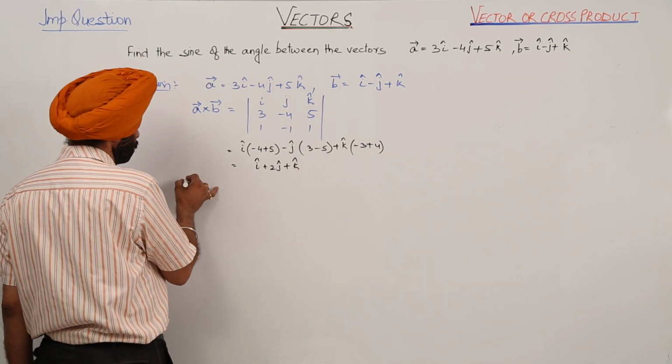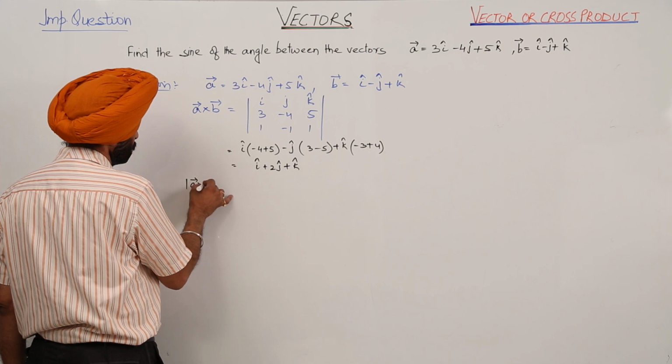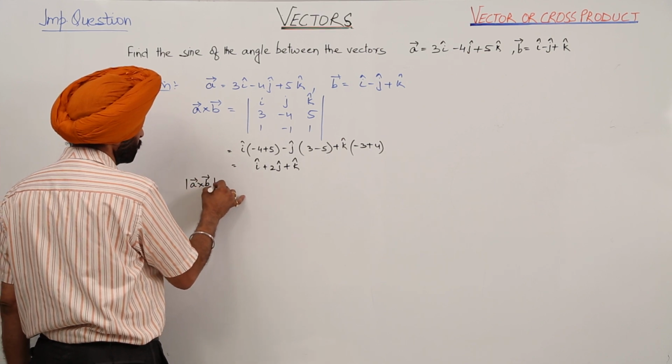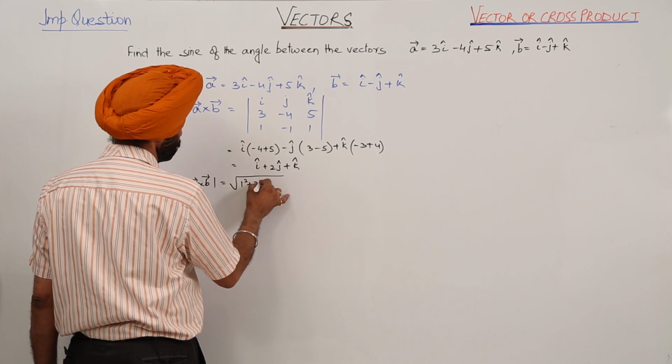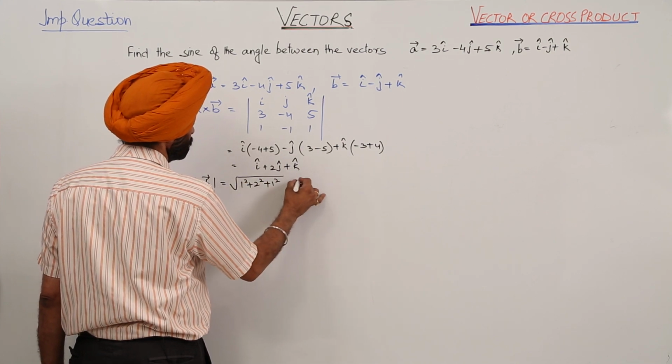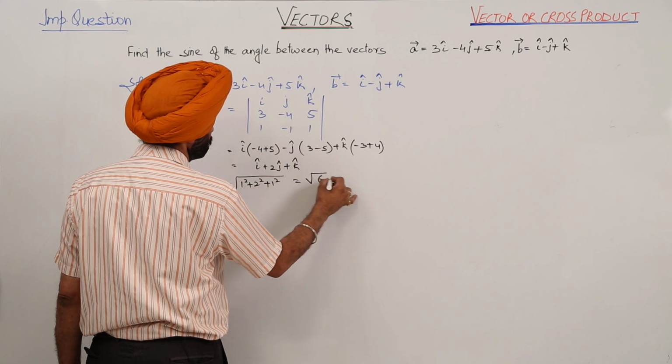Now the modulus for the cross product of A and B: 1 square plus 2 square plus 1 square, this is equal to square root of 6.